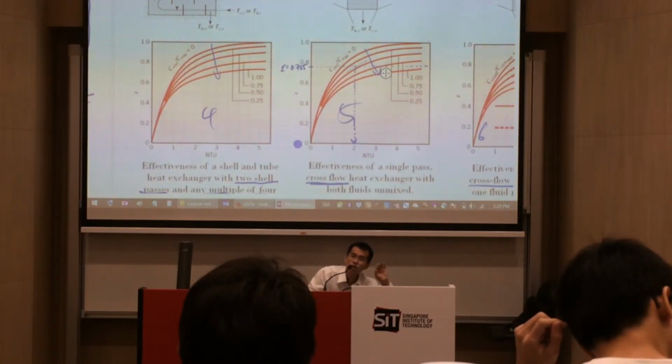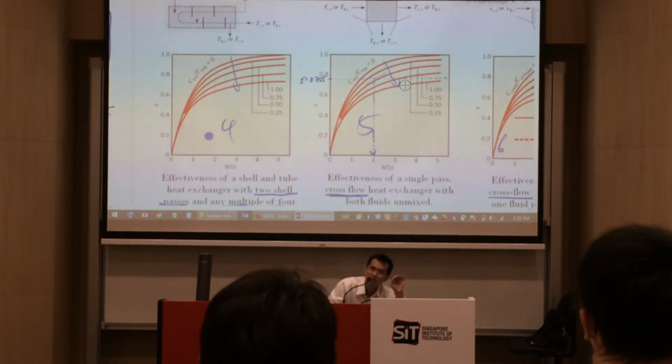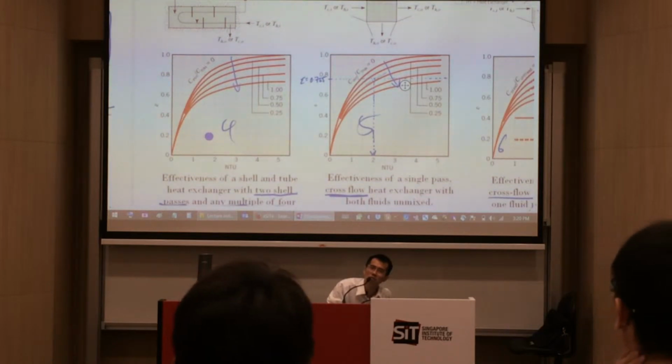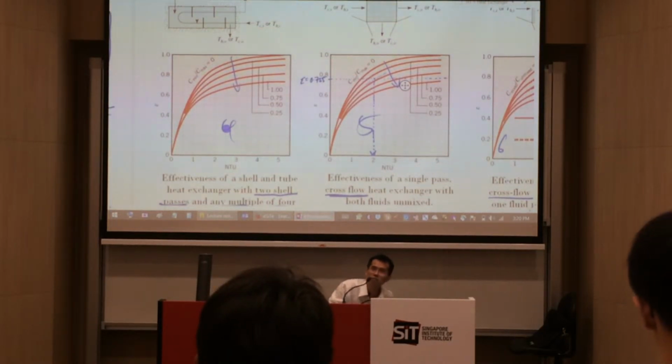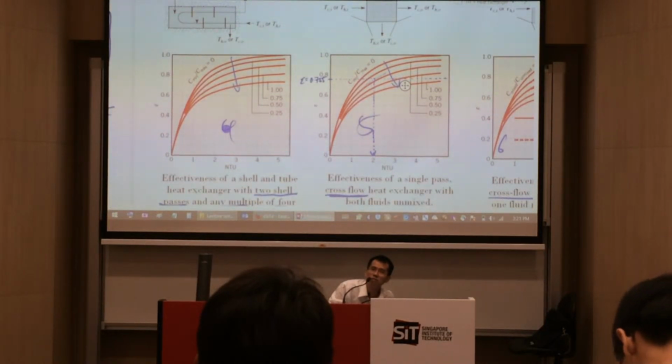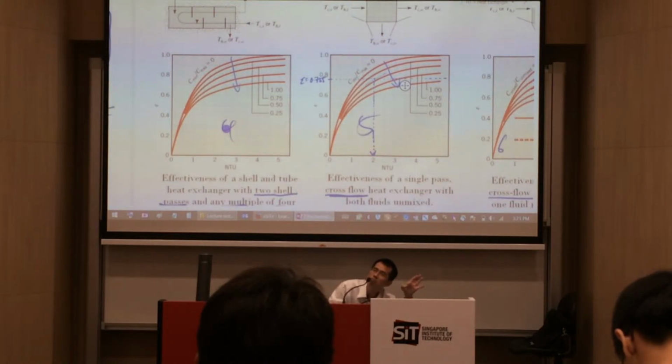Now, try that on this graph. What is your epsilon? Try it on this. That is 0 point.